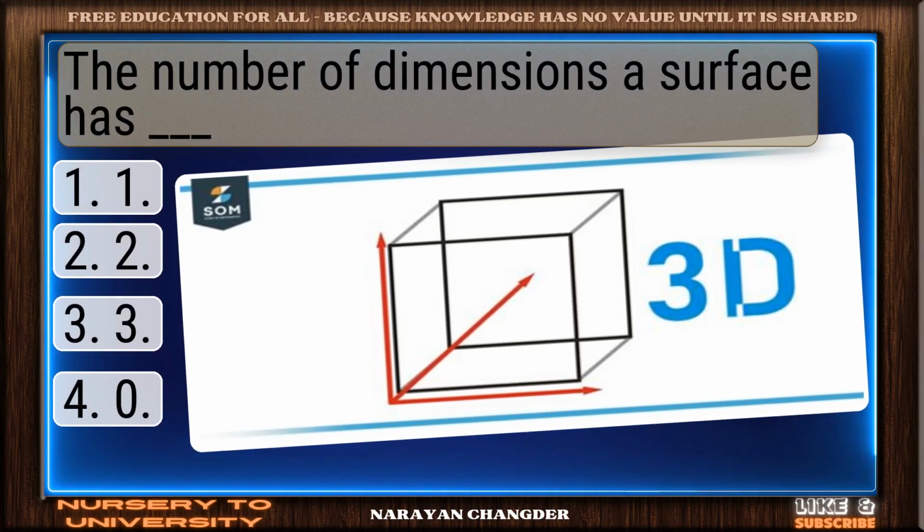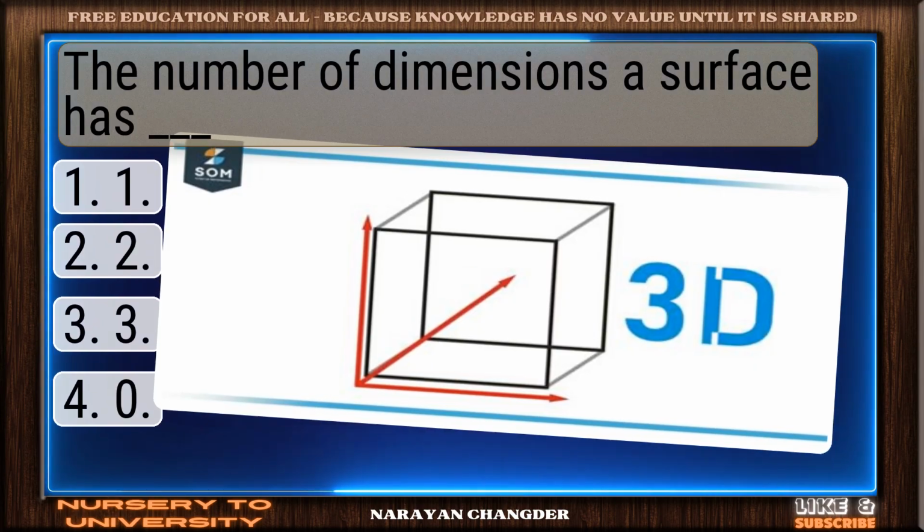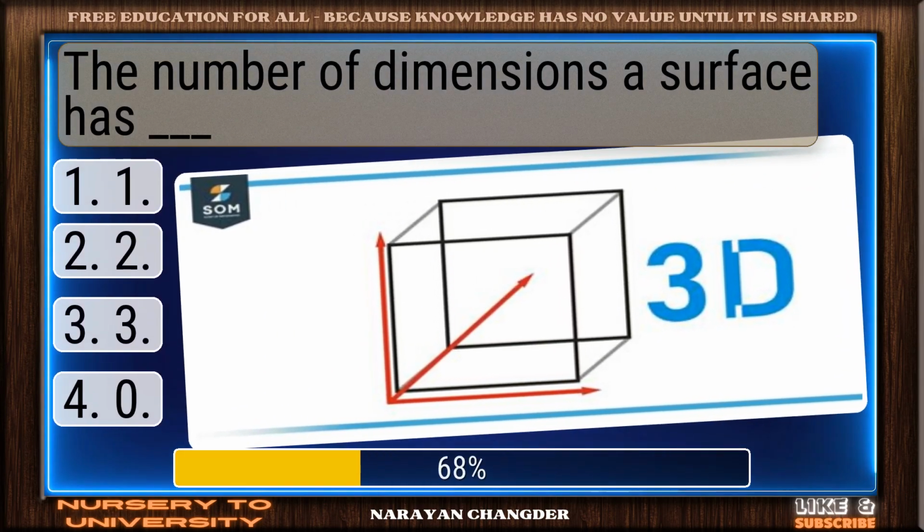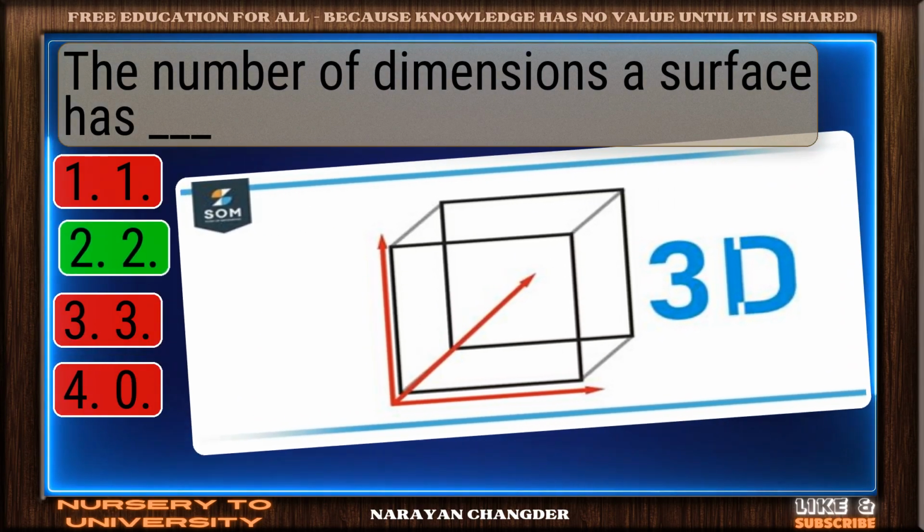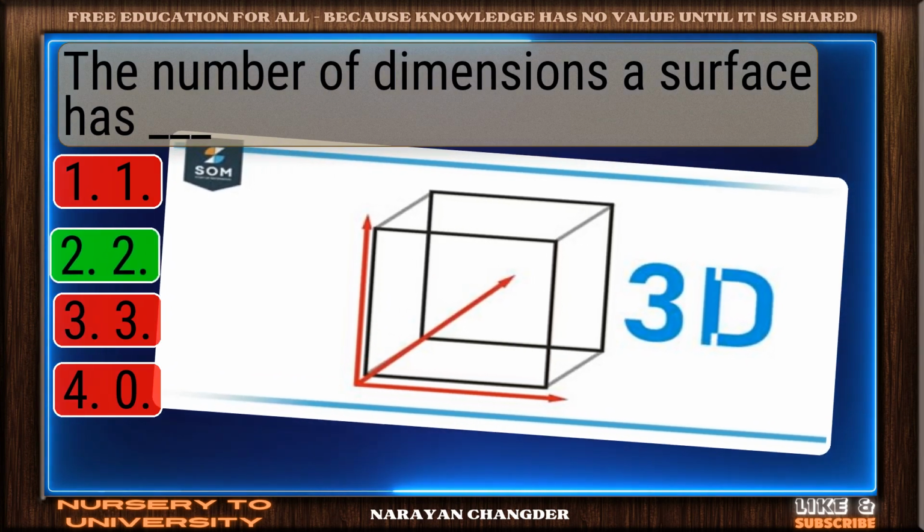Question number 38. The number of dimensions a surface has dash. Excellent choice. 2 is the right answer.